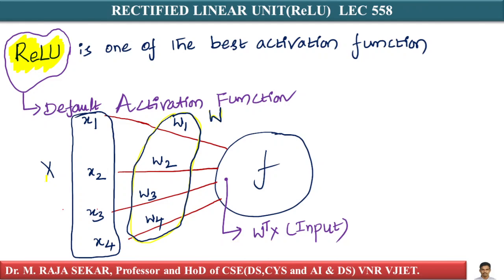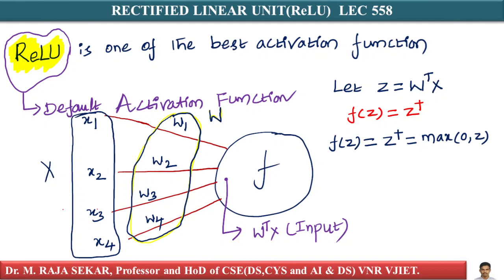What is my input? My input is w transpose x. Let me assume z equal to w transpose x. Now, this function f of z, where z is the input for f, for ReLU is often written as f of z equal to z plus, isn't it? The definition of this is f of z equal to z plus, which is the maximum of 0 comma z. And how does this work? F of z, which is defined as max of 0 comma z, what does it mean?